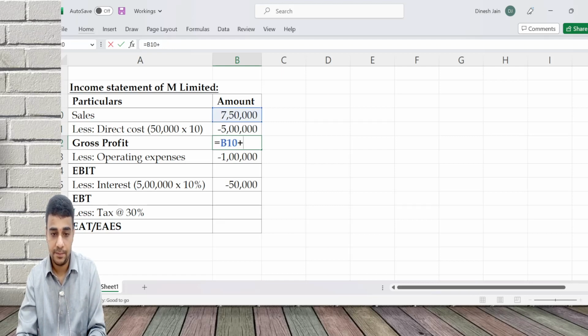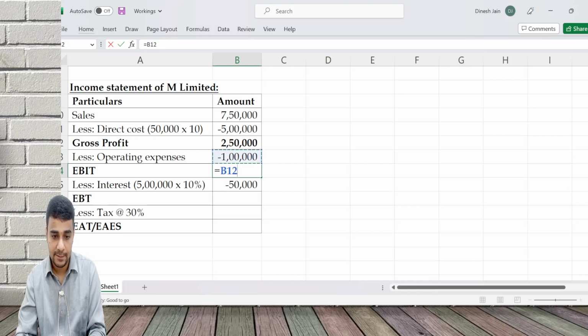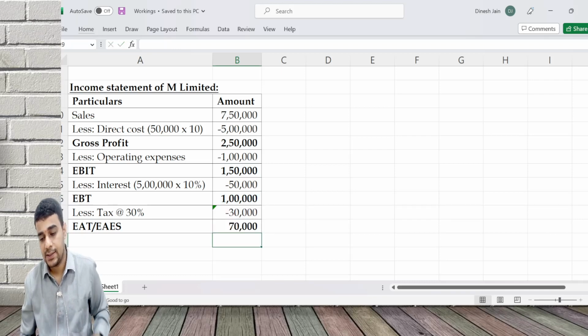GP is 250. EBIT is 1 lakh 50. EBT is 1 lakh. Tax is 30%. EAT is 70,000. Right, till this, I'll wait.